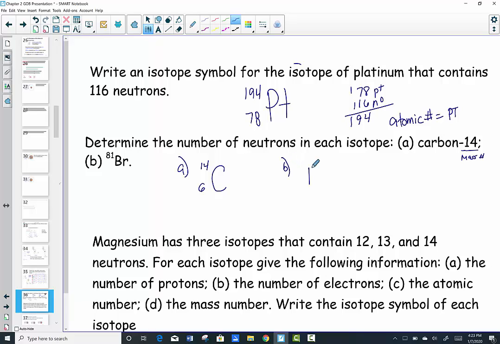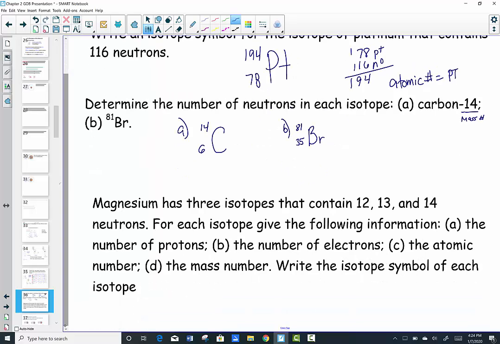And the second one, very similar, the element bromine. If I'm given the mass number of bromine as 81, we need the bottom number, which is the atomic number, which I have to find on the periodic table. Bromine on the periodic table is element 35. So our isotopic notation becomes bromine 81 over 35.